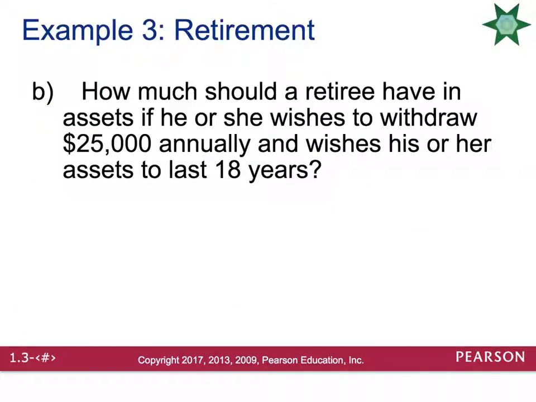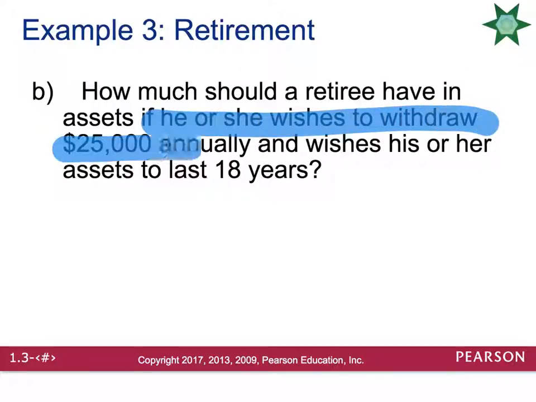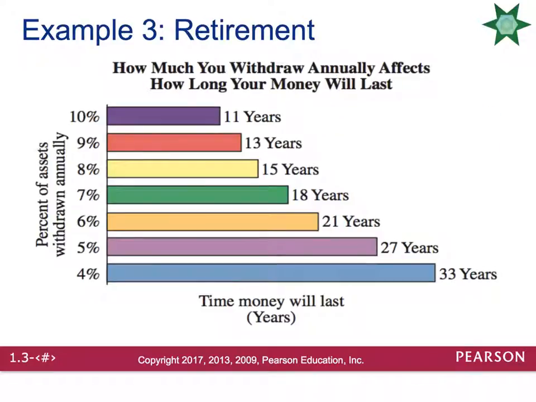So let's look at a different scenario. Let's say you wish to withdraw $25,000 annually, and you want assets to last 18 years. So we would go back to our graph, but we're going to do a slightly different thing. We're going to look at how much in assets you would need. Okay, so we have 18 years, and what do we want? We want $25,000, and that's going to be 7% of whatever we have saved up. So we're going to say 7% of what we have saved up needs to be $25,000.